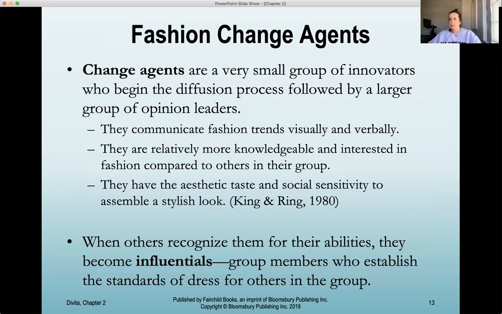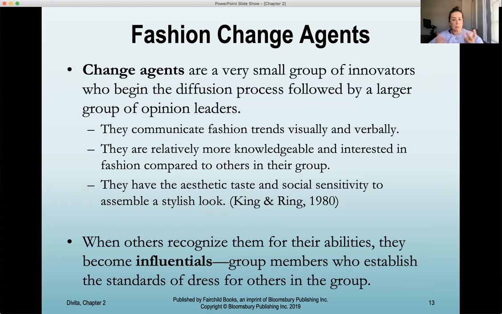Fashion change agents. Change agents are a very small group of innovators who begin the diffusion process, followed by a larger group of opinion leaders. So these change agents are communicating fashion trends visually and verbally. They're wearing the trend, they're talking about the trend before it has even hit the majority. Typically they're more knowledgeable and interested in fashion compared to others in the group. That's what they do. They live and breathe fashion.